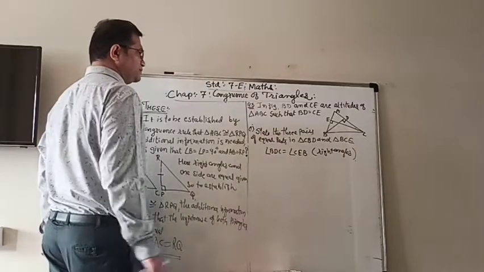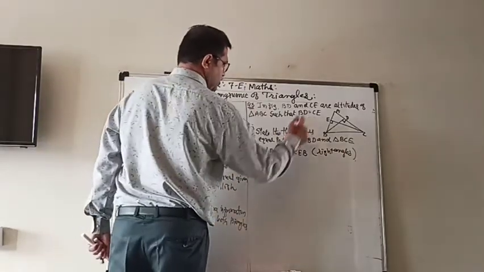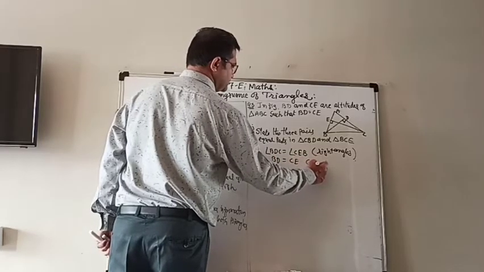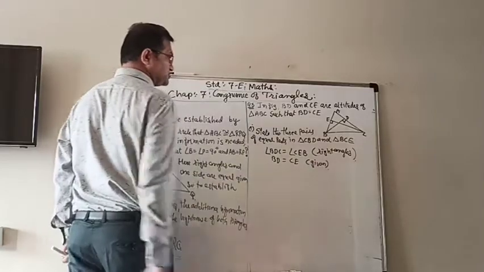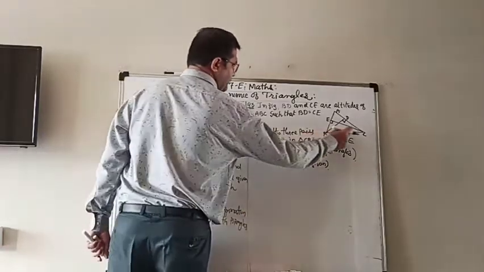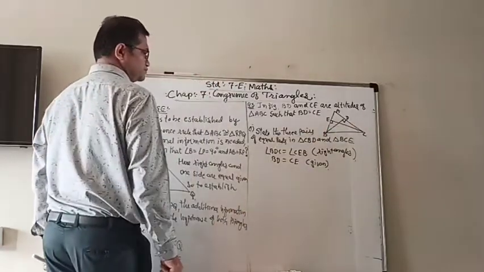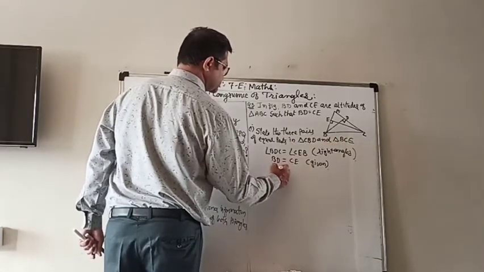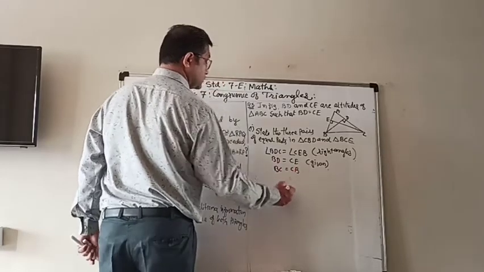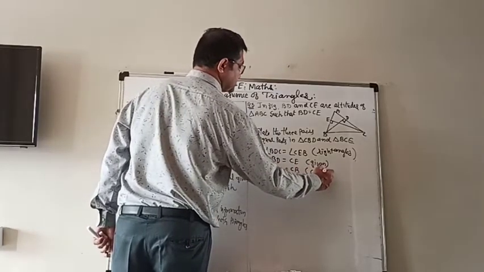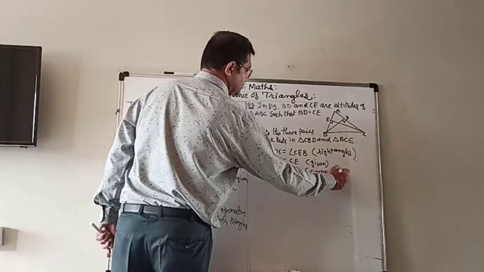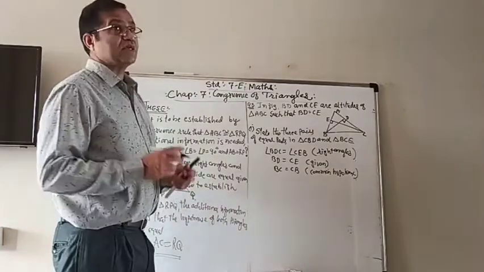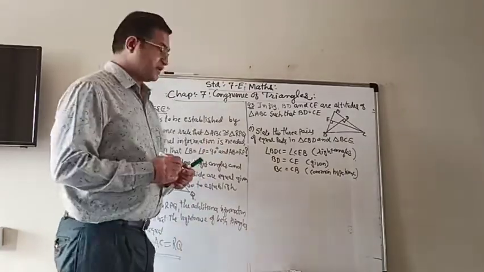Then which is the second pair? BD is equal to CE. That is already given. And the last, the hypotenuse BC is common. So we can write BC is equal to CB. Common hypotenuse. It is the hypotenuse for both the triangles because it is the side opposite the right angle.